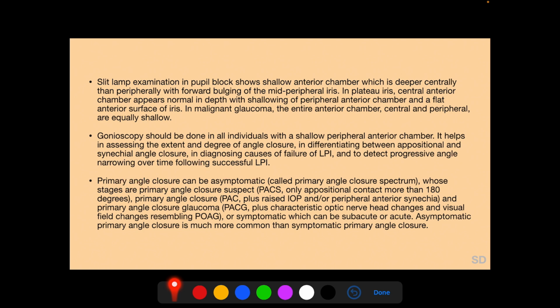Primary angle closure can be asymptomatic or symptomatic. Asymptomatic primary angle closure has been described as a spectrum whose stages are primary angle closure suspect, primary angle closure, and primary angle closure glaucoma. Symptomatic primary angle closure can be subacute or acute. Asymptomatic primary angle closure is much more common than symptomatic primary angle closure.